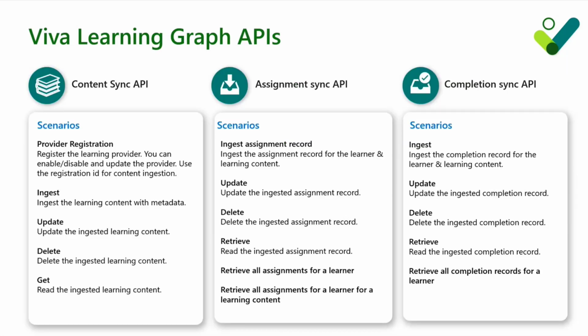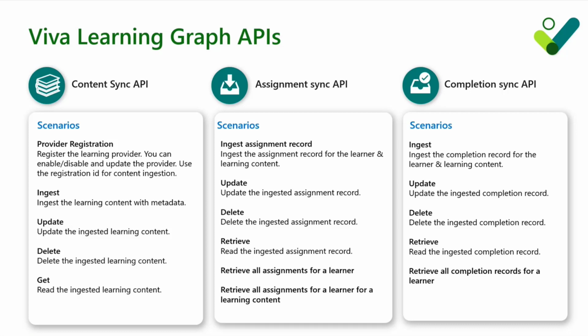Now let's look at the different scenarios that are supported with each of our three APIs. Starting with the content sync APIs. These APIs allow you to sync in the content for a tenant within Viva Learning. The scenarios supported are provider registration to register the provider. You can also enable or disable and update the registered provider. You can use the provider registration ID for the content ingestion. The other scenarios that are supported are the CRUD operations for the content. So you can ingest the learning content with the required metadata. You can update, delete, and retrieve the ingested learning content.